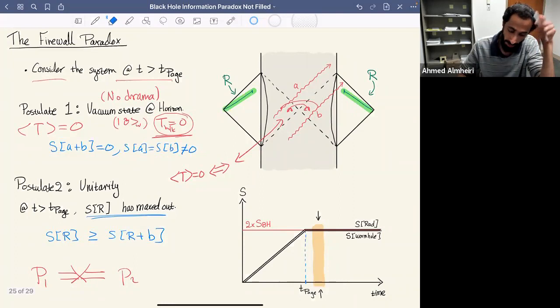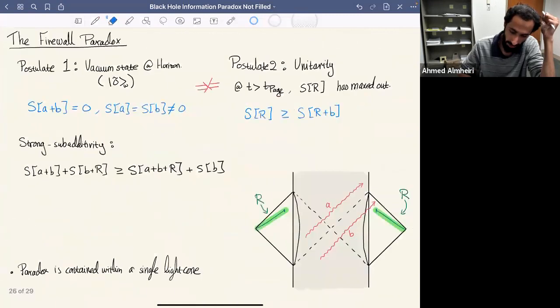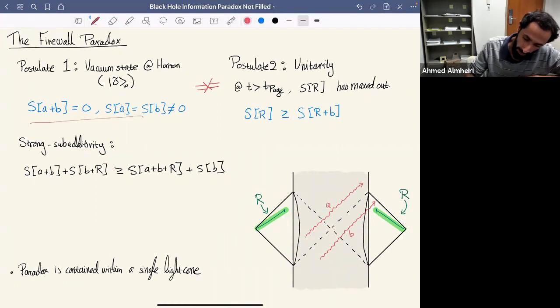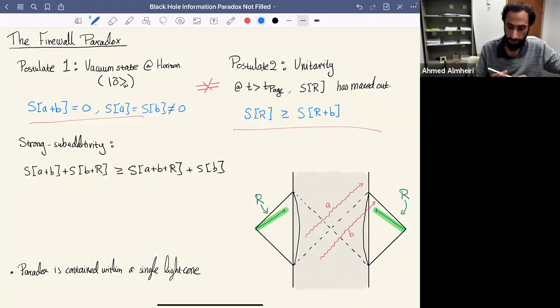So this is the setup of the firewall paradox. Now let's actually see it in action. I've just rearranged things. So here's postulate 1, here's postulate 2, and we can just check that these two are in conflict by running them through strong subadditivity. Strong subadditivity is this statement here. You might have seen it in other lectures. It says that S_AB plus S_BR is greater than or equal to S_ABR plus S_B.